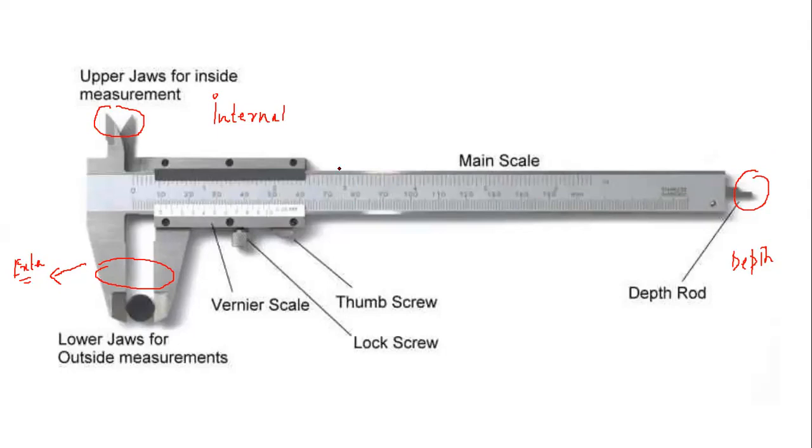Vernier caliper consists of two scales. One is this scale, this lengthy rod. This one is the main scale, graduated in centimeters and millimeters. The other is this small scale, called the vernier scale. This vernier scale is movable, you can move it on the main scale.